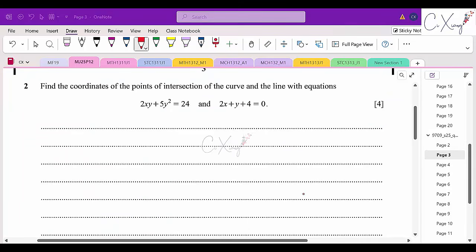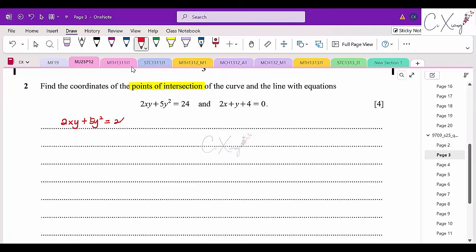Okay, so now we are at question number 2. They want us to find the coordinates of the points of intersection for the curve and also the line with equations like this. This question is very straightforward. Every time we want to get the intersection point, we just solve the equations simultaneously, right? For the first curve that we have here, 2xy + 5y² = 24, I will put this as the first equation. And my second equation is a linear equation.